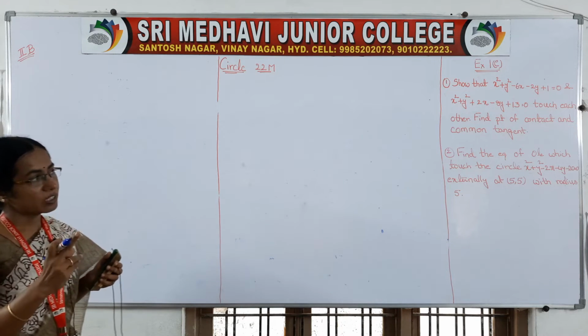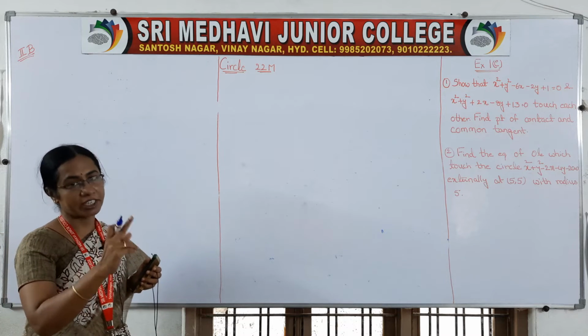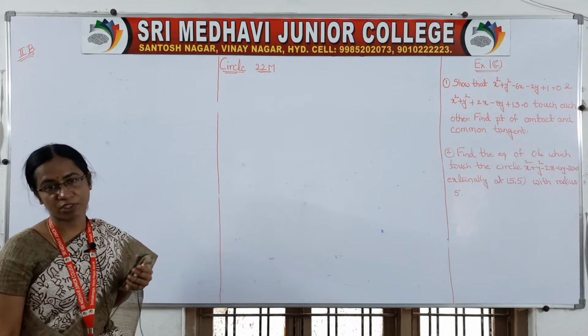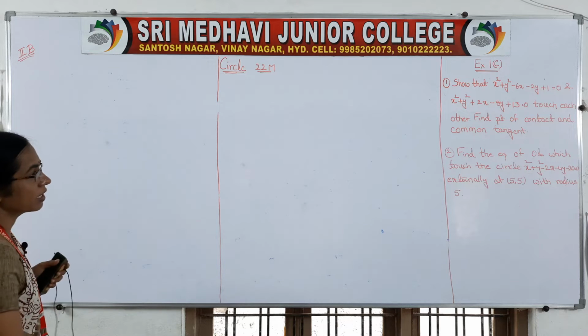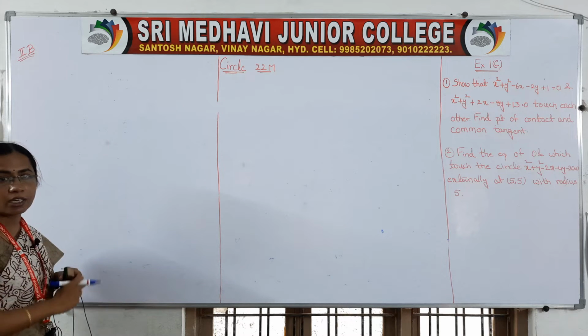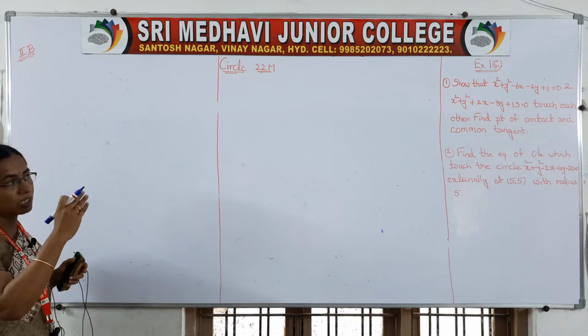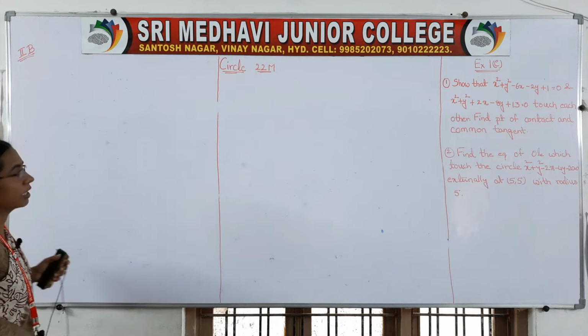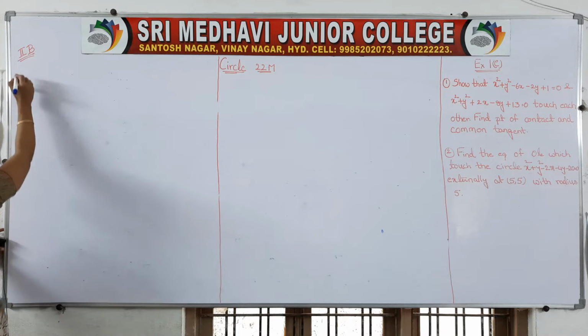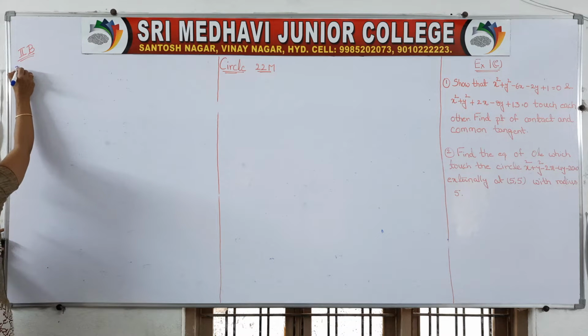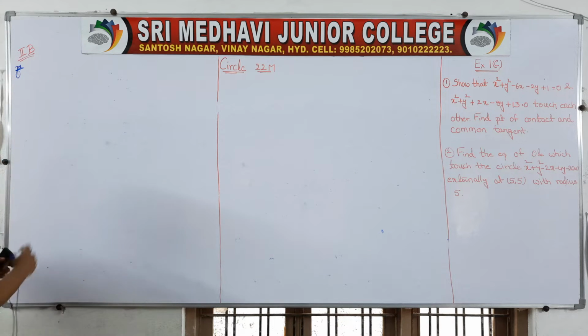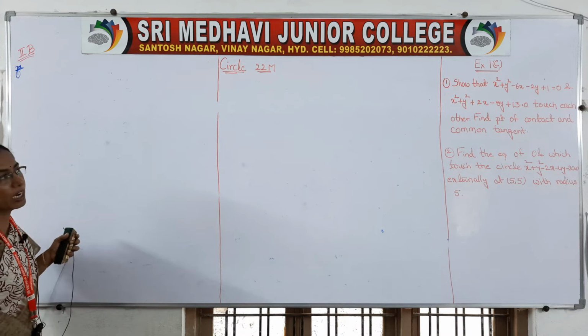In the previous class the circles touched internally. Let us see what happens for these circles, whether they touch externally or internally. We know all the conditions, when they touch externally and when they touch internally. Come on, take the question. First question, 7 marks question, very important, most repeated question for IPA.